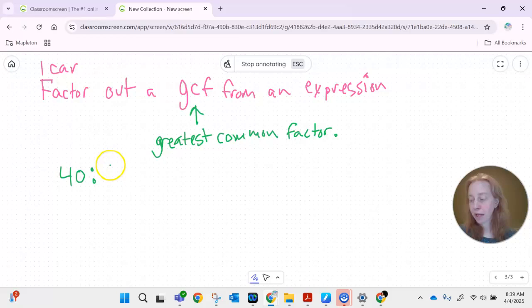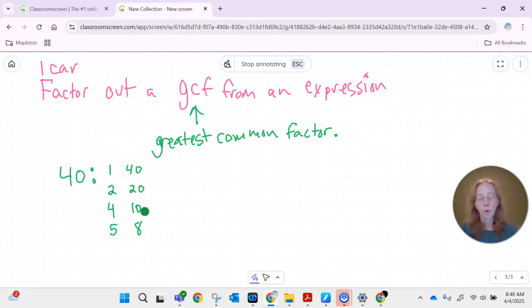Well, I could multiply 1 times 40. I could multiply 2 times 20. I could multiply 4 times 10. I can multiply 5 times 8. And if I'm not sure what else I can multiply by, I can use my calculator. So maybe I'm thinking, oh, maybe I could multiply by 6. So I'm going to do 40 divided by 6. No, that's a really yucky number. What about 40 divided by 7? Nah, super yucky number. So those don't work. So I've got all my factors here.